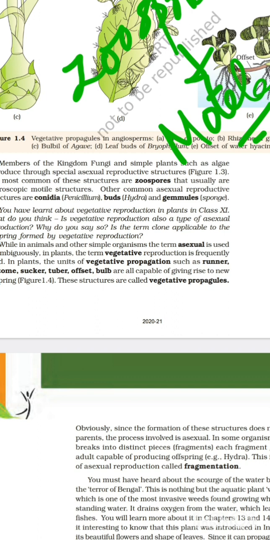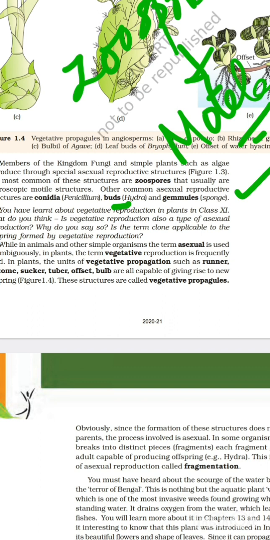Other common asexual reproductive structures are conidia, which are found in Penicillium, buds, which are found in Hydra, and gemmules, present in sponges. While in animals and other simple organisms the term asexual is used unambiguously, in plants vegetative reproduction is frequently used. So in lower groups of organisms or animals, the term asexual reproduction is generally used where sex gametes are not involved.